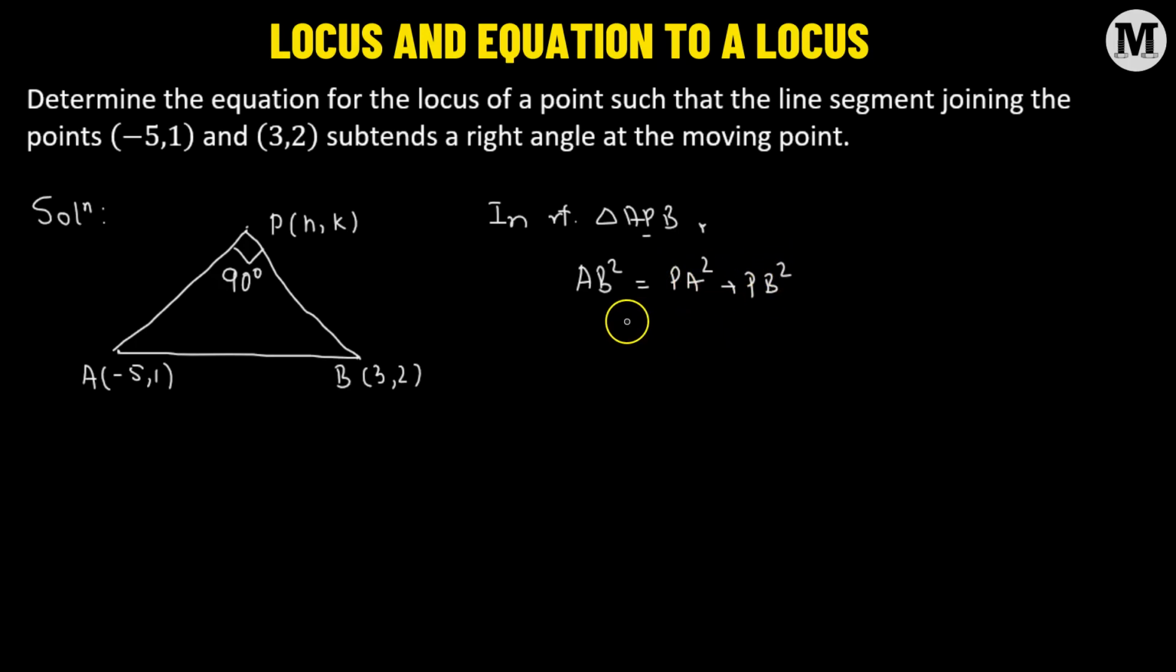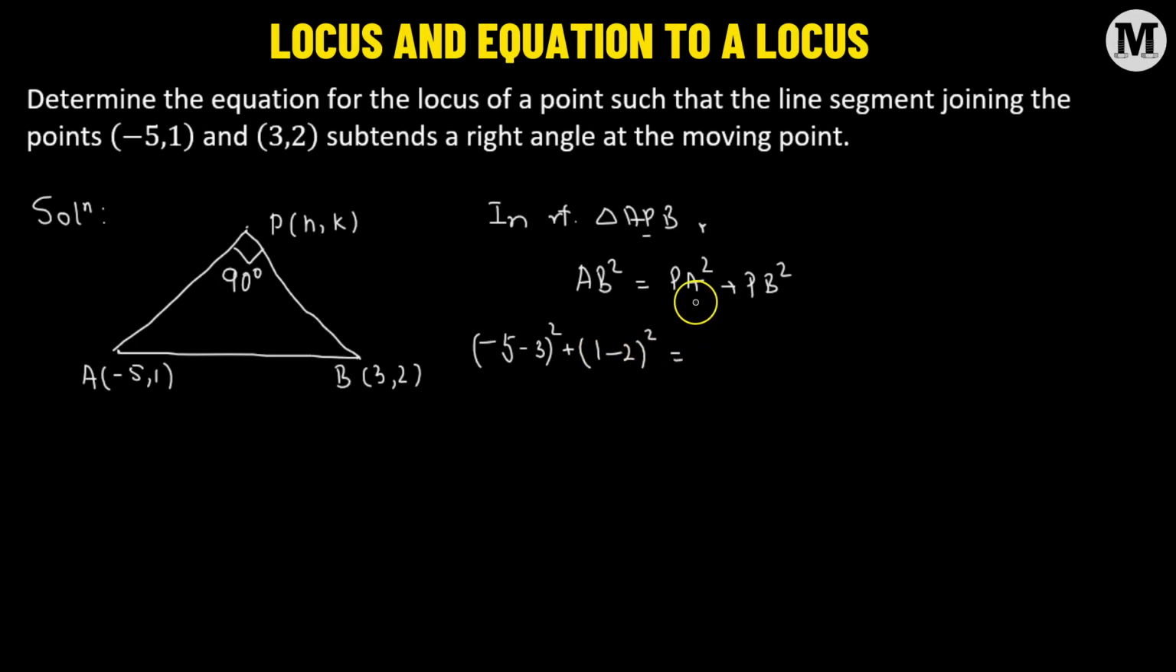Now let's apply the distance formula to find the lengths of AB, PA and PB. So AB squared is going to be, first we take the difference of the x coordinates, so that's -5 minus 3 whole squared. And then we add it to the difference of the y coordinates, so that's 1 minus 2 squared.